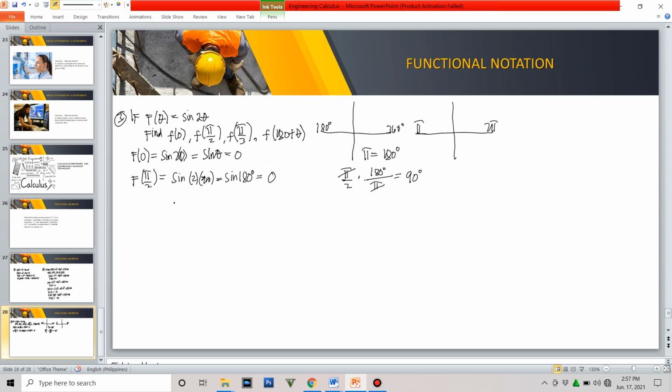Next, how about the function of pi over 3? Now, pi over 3, just the same, will be converted into the equivalent angle. So we're going to multiply here the conversion factor, pi radians is equal to 180 degrees. So 180 degrees over 3 is equivalent to 60 degrees. Hence, pi over 3 is simply 60 degrees. So we have sine of 2 times 60 degrees, or sine of 120 degrees, which equates to 0.866.